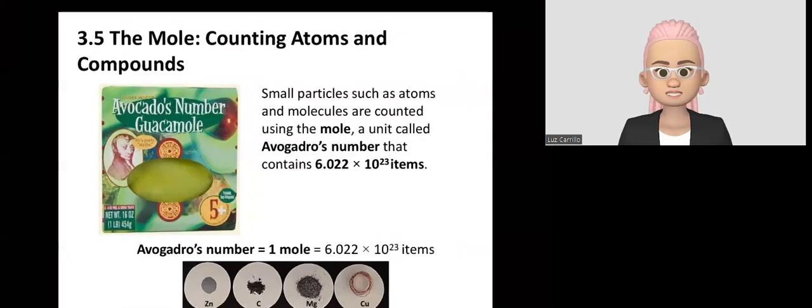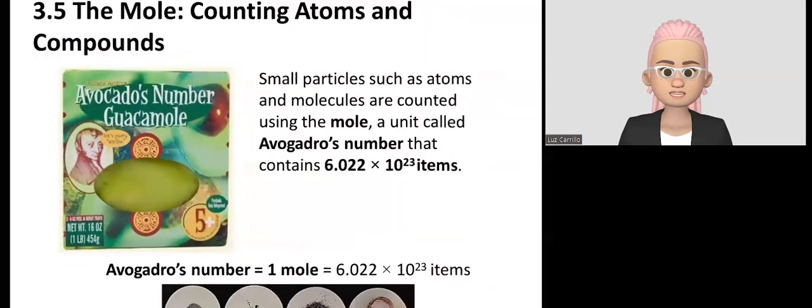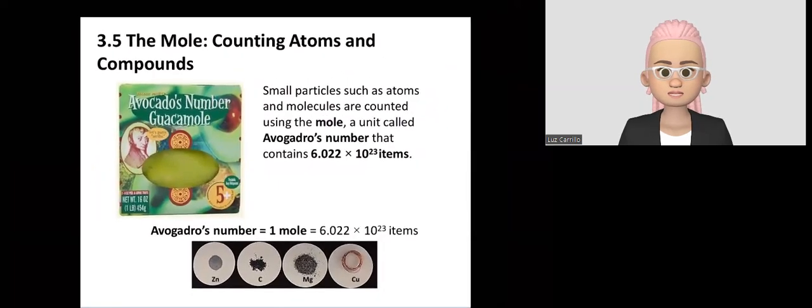One of my favorite stores to go shopping is actually Trader Joe's. And it is interesting to see that when you look at its packaging for their guacamole, they actually utilize the picture of the person that did all of the investigations for the concept of the mole. You can see the image on the left side of the packaging for the guacamole from Trader Joe's. Right there you see in a bubble that it says, "Let's party arriba." That is actually Avogadro, the Italian scientist that did the investigation in order for us to have a unit to count atoms and molecules.